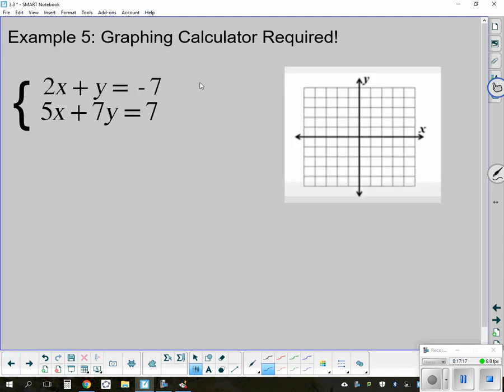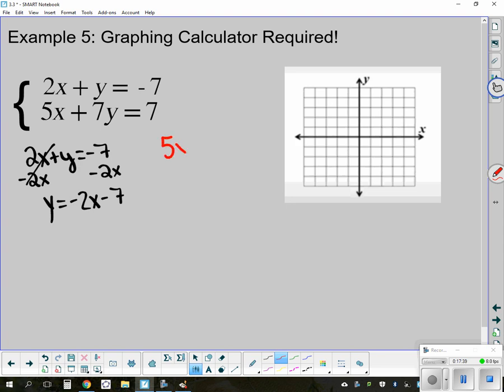So you have to have it in y equals mx plus b form in order to graph. So for example 5 here, the first thing you would need to do is to subtract 2x. Then you get y equals negative 2x minus 7. Again, making sure your x term comes first.